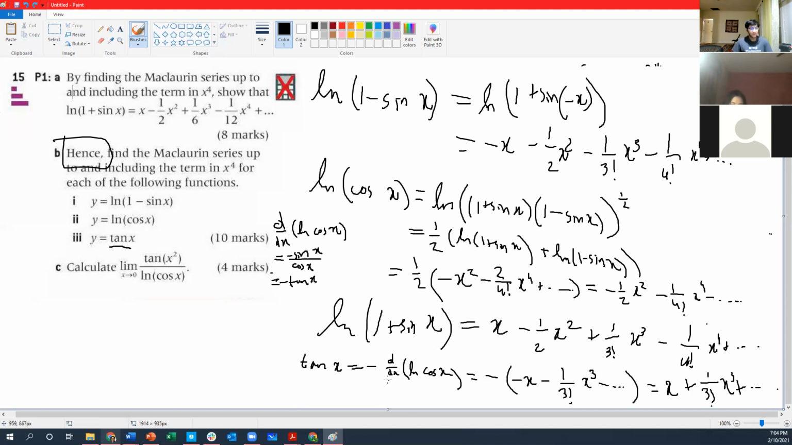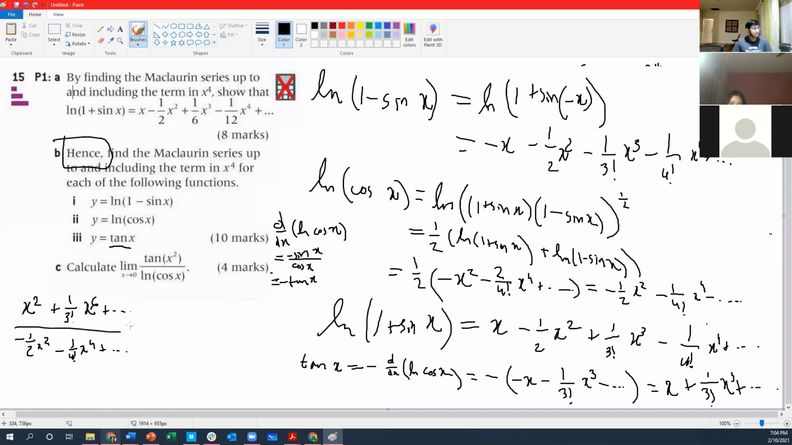So tan of x squared is actually this function right here, but you plug in x squared. So you would have x squared plus 1 over 3 factorial x to the 6 plus dot, dot, dot. And on the bottom, you'll have ln of cos x. ln of cos x we figured out was minus 1/2 x squared minus 1 over 4 factorial x to the 4 plus dot, dot, dot.